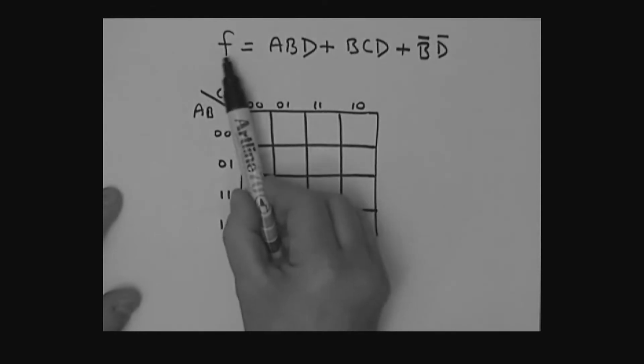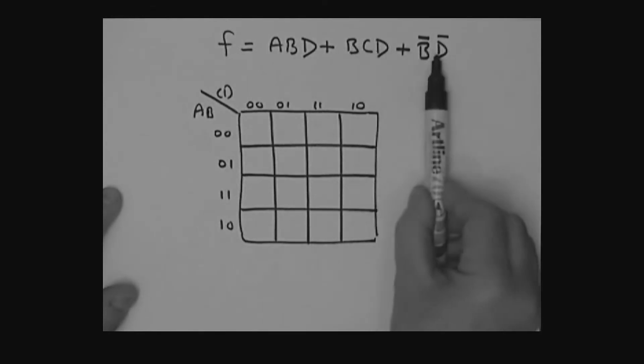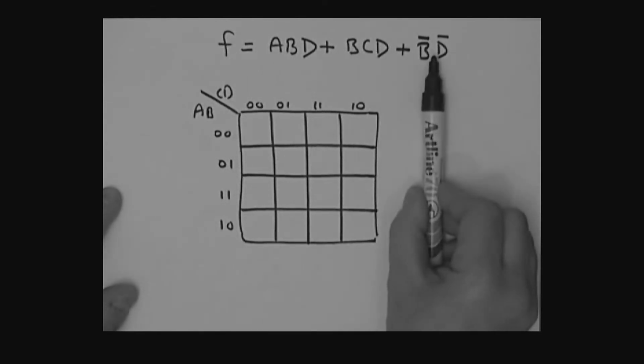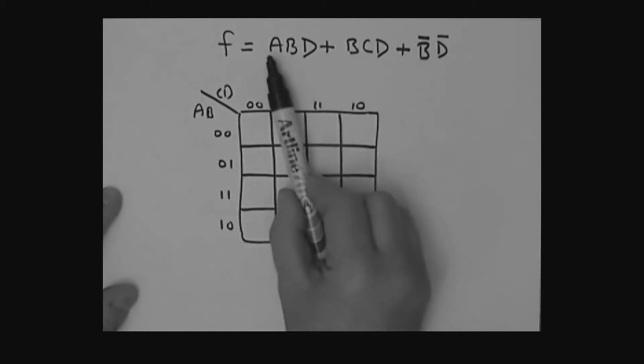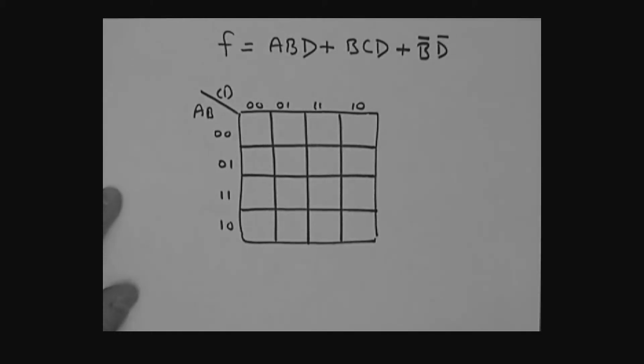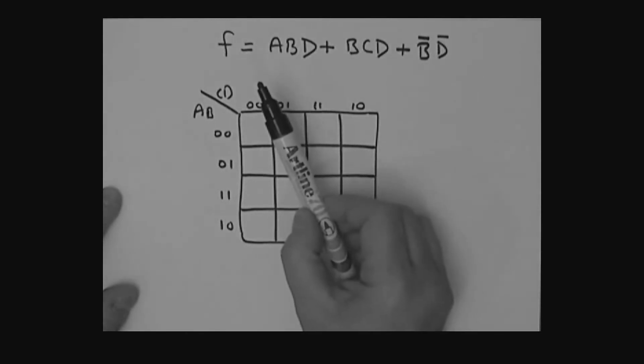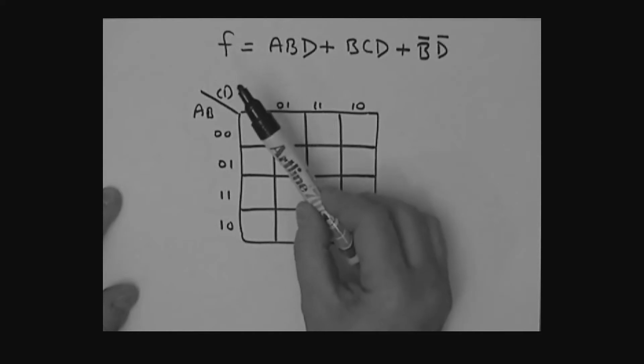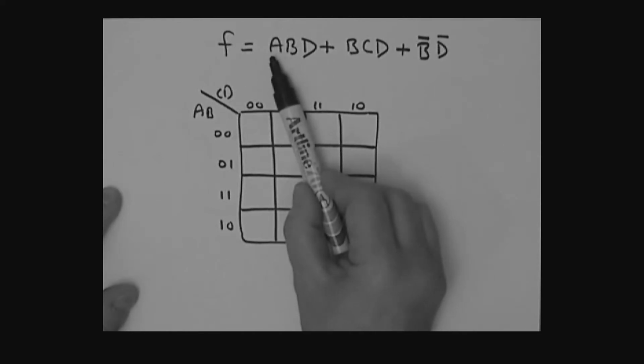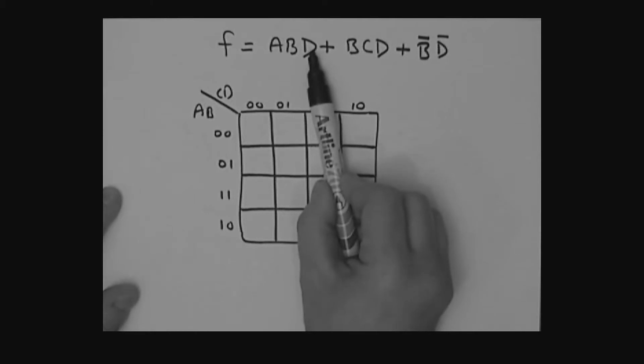Now we're given a function in sum of product form, but now we're being given this in terms of Boolean variables. So we're going to plot each one of these terms on this map, and we're going to see if indeed we can minimize. Let's go ahead and plot the first term right here, which is A, B, D. So how do we do that?